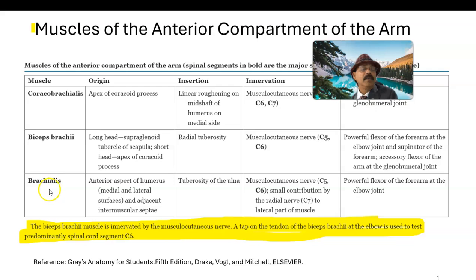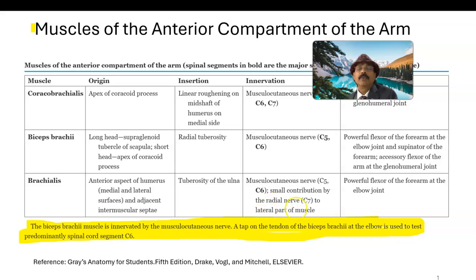Then we'll go to the brachialis muscle, which takes origin from the anterior aspect of the humerus, medial and lateral surfaces, and adjacent intermuscular septa. Insertion is to the tuberosity of the ulna. Innervation is by the musculocutaneous nerve. Root value of the musculocutaneous nerve is C5, C6, and this nerve is coming from the lateral cord of the brachial plexus.